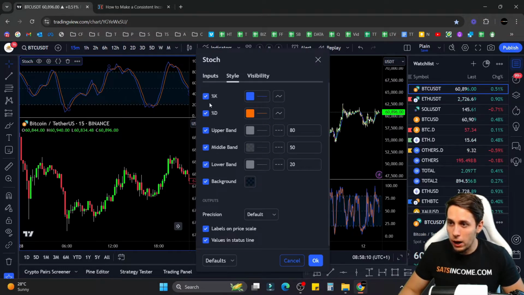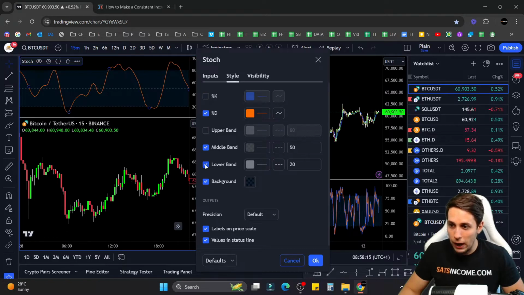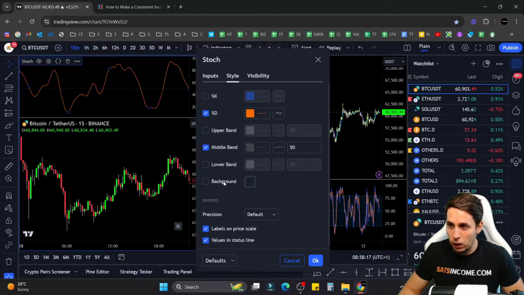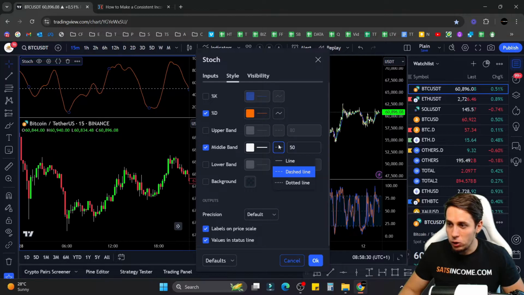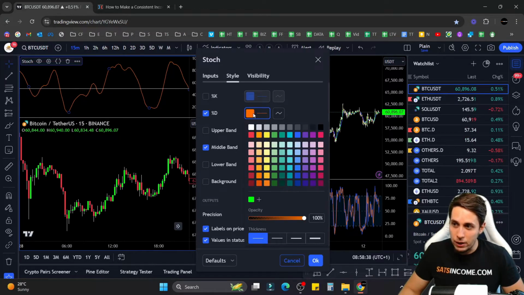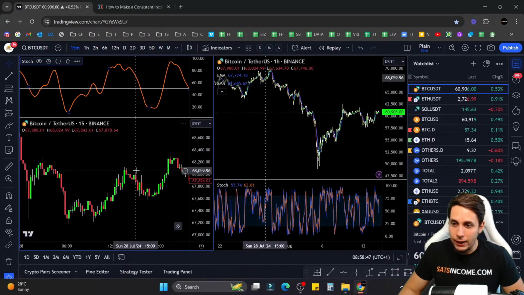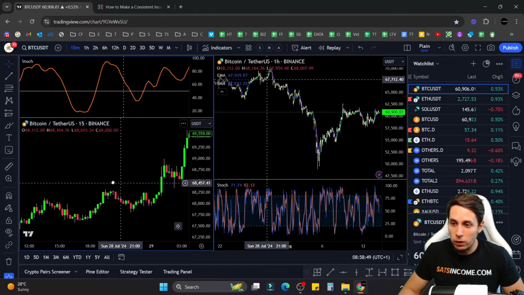We will go to style and we're gonna hide the percentage K. We're gonna hide the upper band. We're gonna hide the lower band. We're gonna hide the background. We're gonna change a little bit the middle band. So you're gonna click right here. You will make it white, brighter. And you will select right here in order to make it a solid line. Then we will adjust the percentage D slightly right. We're just gonna make it thicker, something like this. Then hit OK. That's it. We are done with our left chart right here.